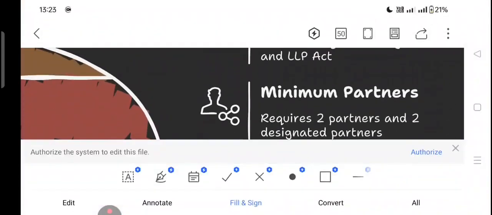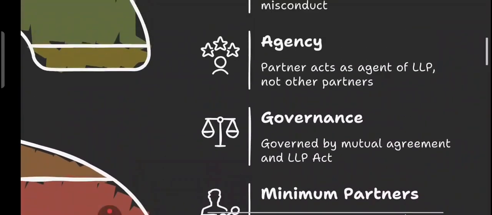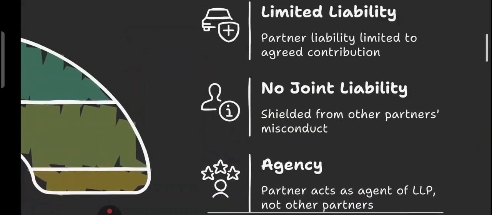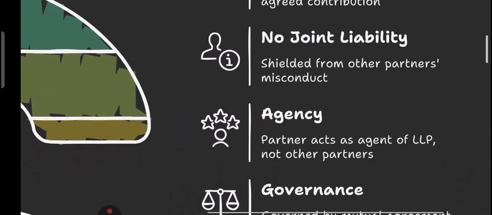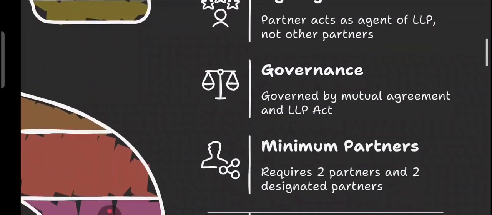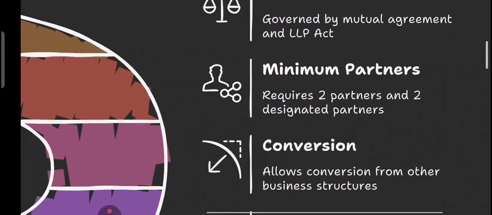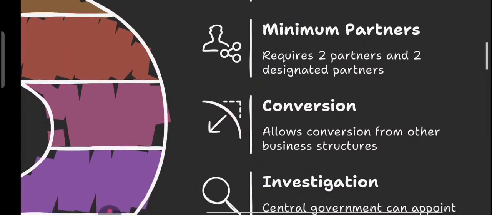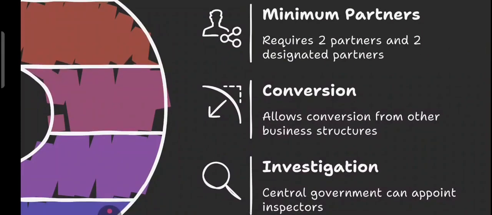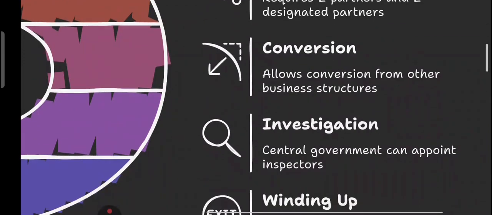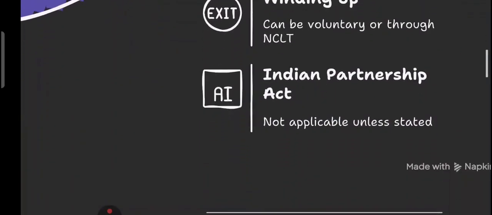So what are the key points which we have just discussed? First of all, legal entity, separate legal entity, then limited liability, no joint liability, agency, governance, right? LLP Act is there, minimum partner. Do you know DPIN is issued, designated partner identification number, to each LLP member, and conversion, investigation, winding up, and Indian Partnership Act. These are the very important aspects.